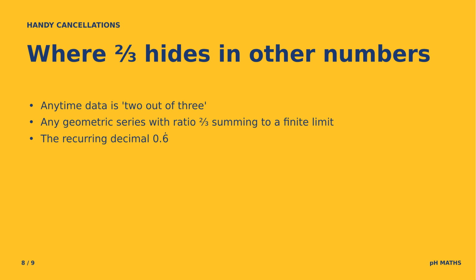Where 2/3 hides: anytime data is structured 2 out of 3, any geometric series with ratio 2/3, very common in real-world depreciation questions, and the recurring decimal point, decimal 0.66. If a calculator answer looks like 0.66 and you can't quite see the pattern, that's 2/3 in disguise. Convert it before you write the final answer.